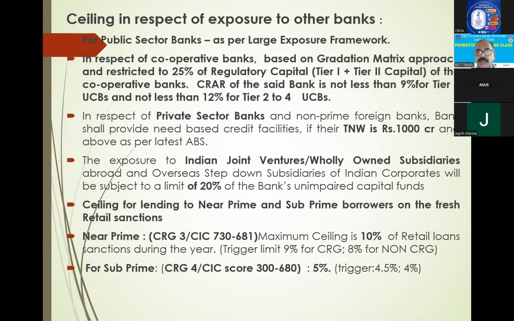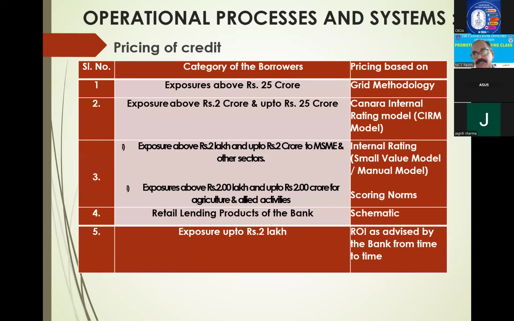Again, triggering points. What does this triggering point mean? When it reaches 9%, then they will stop all loans and say, give very carefully now. So from that point onwards, very much caution is exercised. That is the triggering point. It is 9% if it is under CRG or 8% if it is under CAC. Similarly, for subprime, it is 5% under CRG, 4.5% under CRG. If it is a CAC score, then 4%. This is the triggering point. For the current year, it is important because it is the latest one.